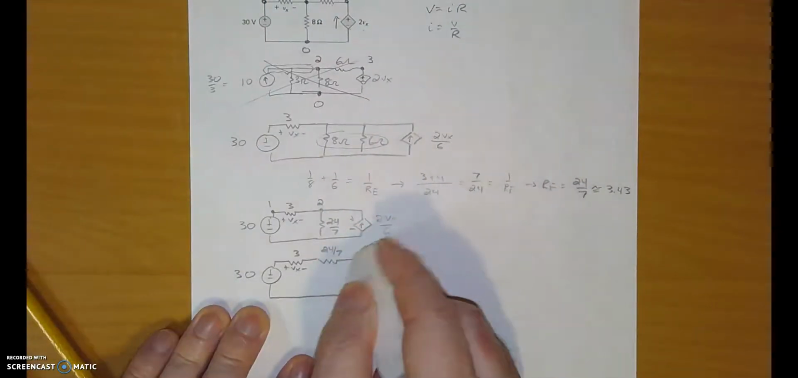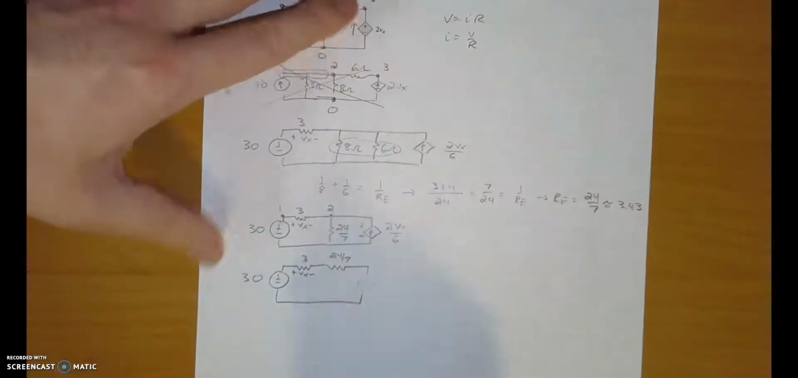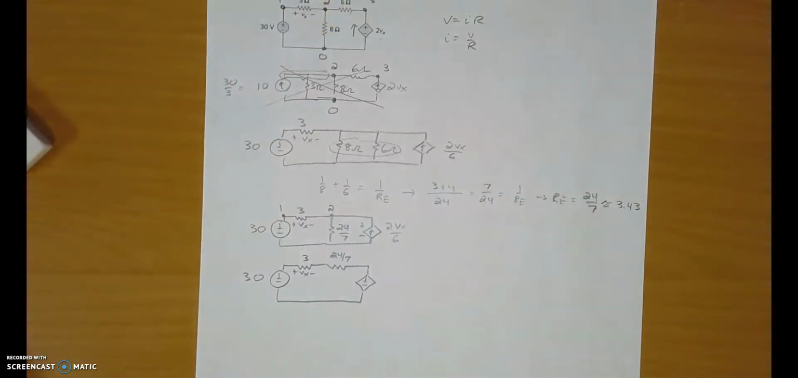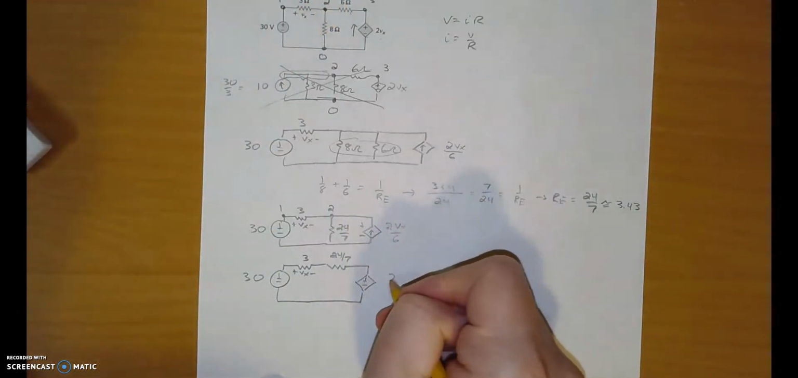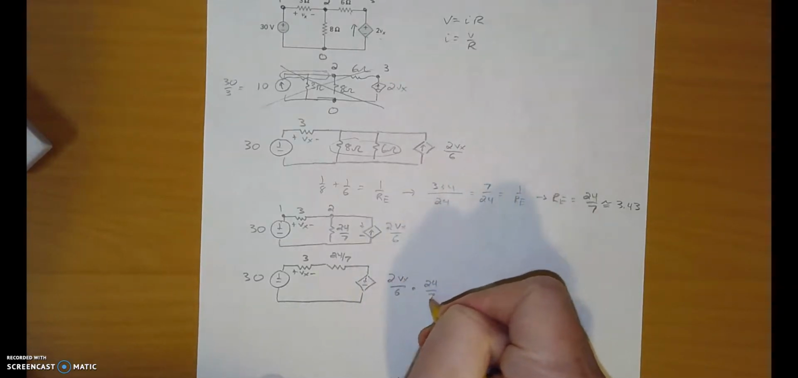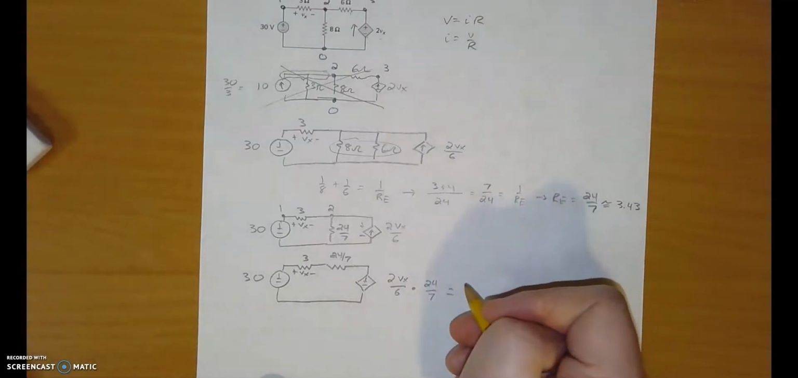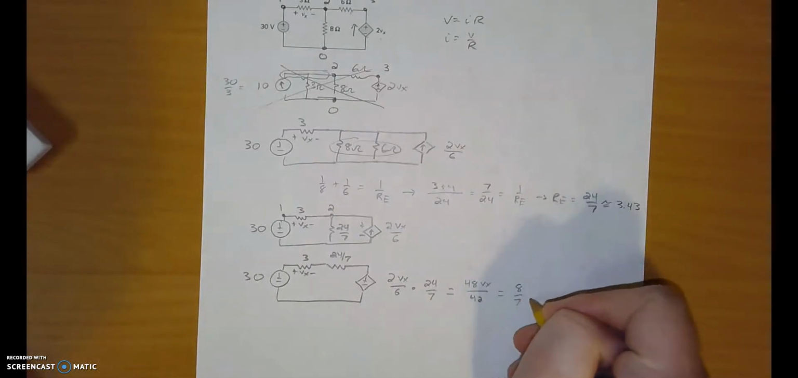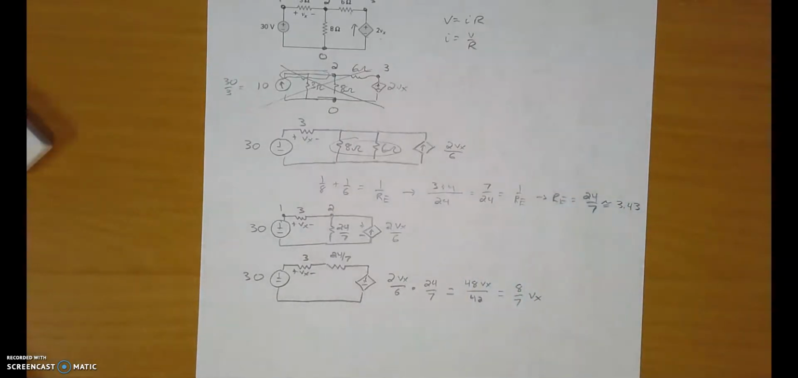Let's clean that up so you can see a little bit better. And so this will now be 2Vx over 6 times 24 over 7. And if you simplify that, you will get 8 over 7 Vx. And at this point, that's all we can really do. But we can now find Vx with a single voltage loop, which is kind of the advantage.